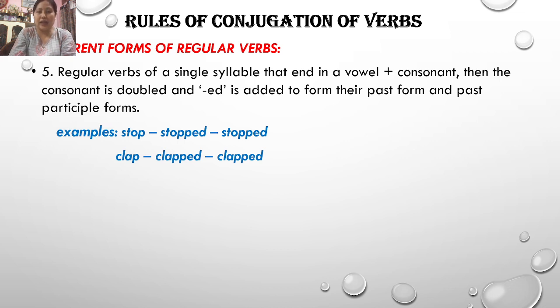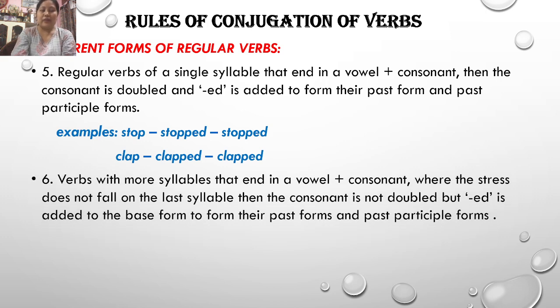So here the last two letters of the word are a vowel and a consonant, in a single syllable word. So what happens when it forms its past form and past participle form? The consonant is doubled. Now let us see another regular verb with a difference.